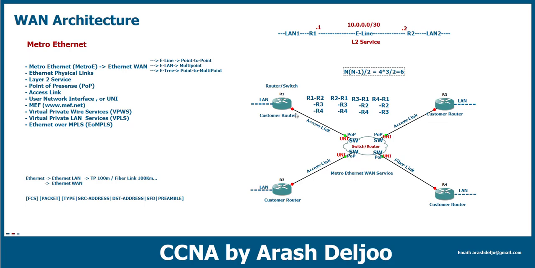And also we need to install 3 links in each router. This is the physical connectivity, but we don't need these physical connectivities. In E-line, you need only 1 link. Okay, assume that this is the headquarter. Let me show you. This is the headquarter or main office LAN, but here we have a branch LAN.